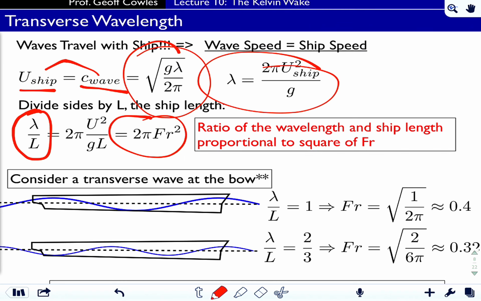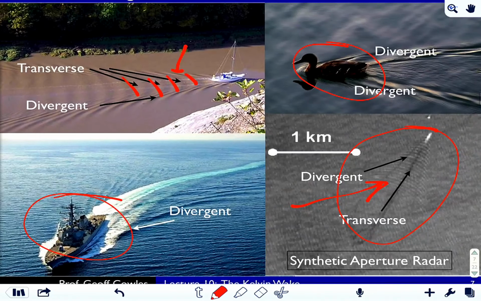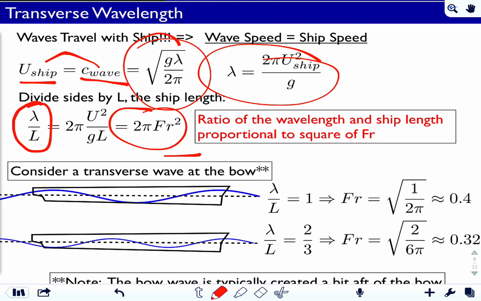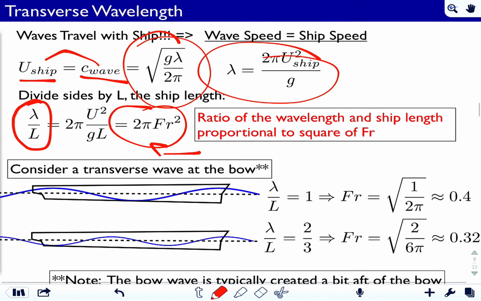So that comes back to this concept that we can look at a duck and a boat, and if we look at their waves, the wave train that they're making, in particular the transverse waves, and the ratio of that transverse wavelength to their size, which are very different, that ratio will be the same if they are operating at the same Froude number. So this is the key non-dimensional relation here. So this tells us something about the size of this wave.